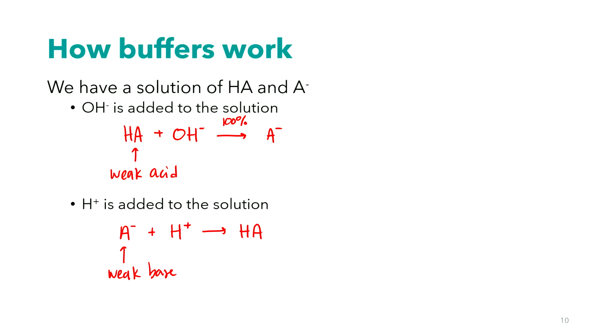So OH minus reacts with our HA, and H plus reacts with our A minus. That's why we need both in there, because we want to resist changes in both directions. Your book has a nice visual of what this would look like.